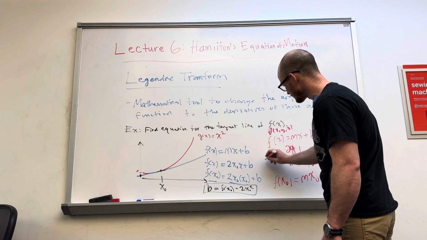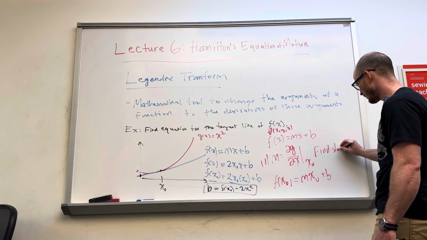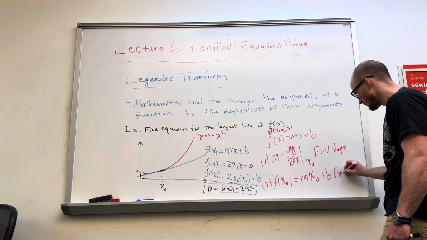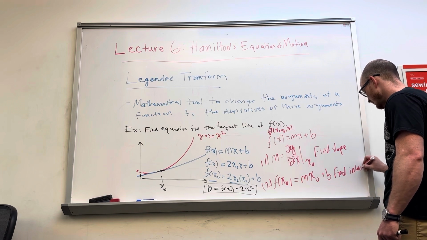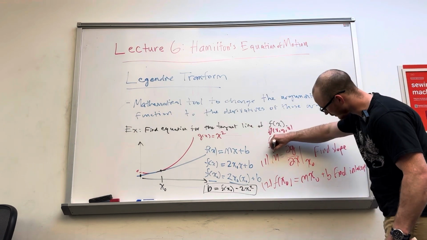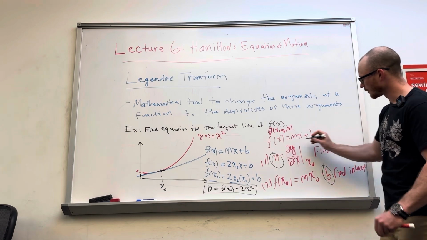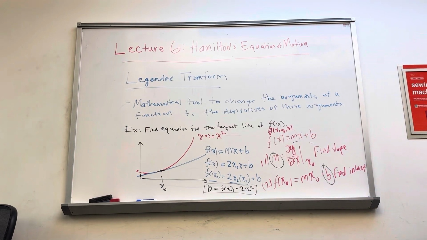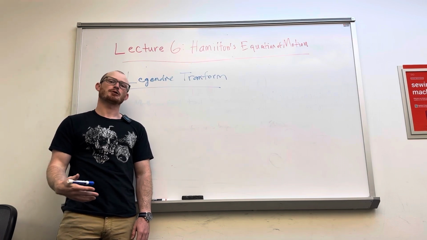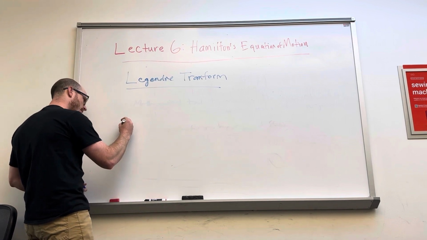So step 1 is find slope. Step 2 is find intercept, which is b. So we're looking for this guy here, and then b. And once you have those, you've fully specified your line. Specifying lines seems like a pretty easy task. Well, where does the Legendre transformation come in?